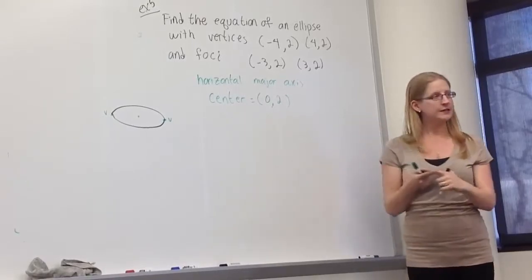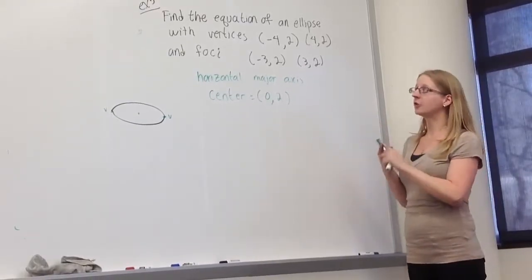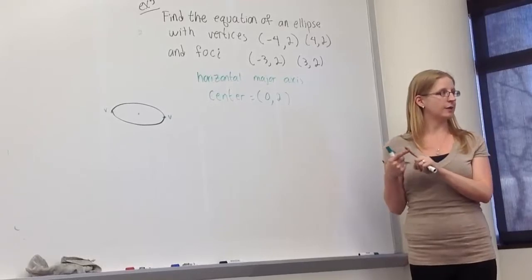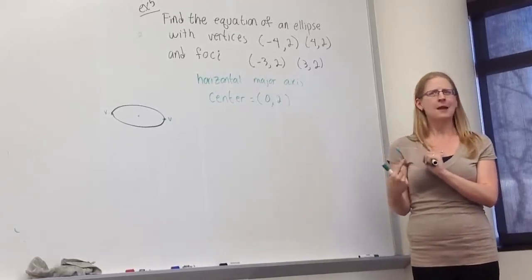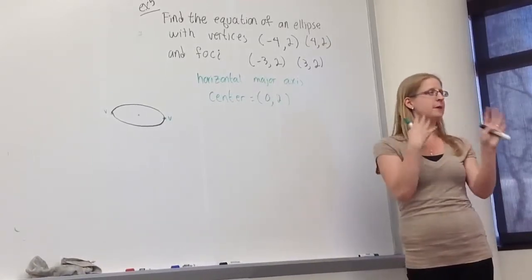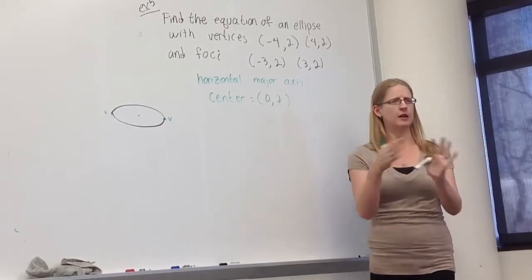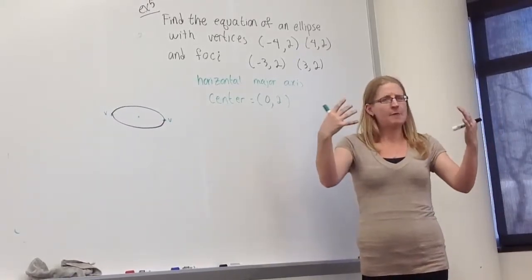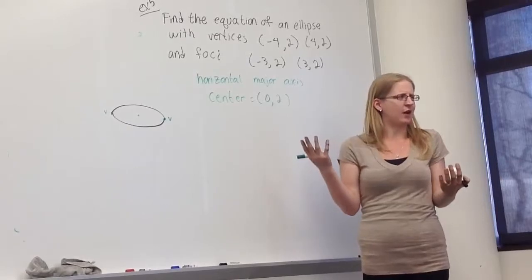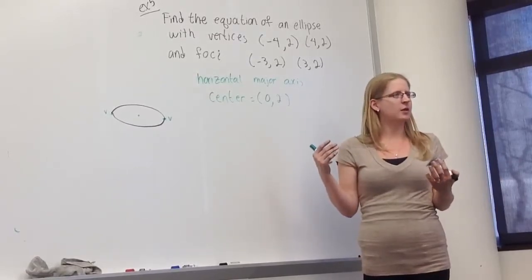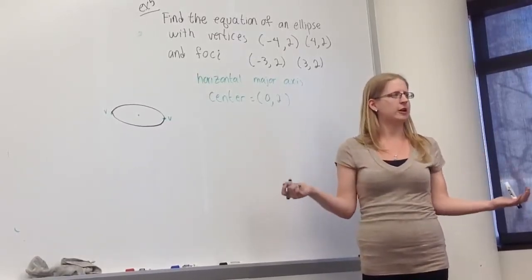Okay, so I found the center, right? I also know the foci, right? So I'm going to have to use some information from there. But for me, let's pretend we've never done this before, right? Because we haven't. I don't know off the top of my head where I'm going to use that foci. So why don't we instead just write down the equation that we already know?